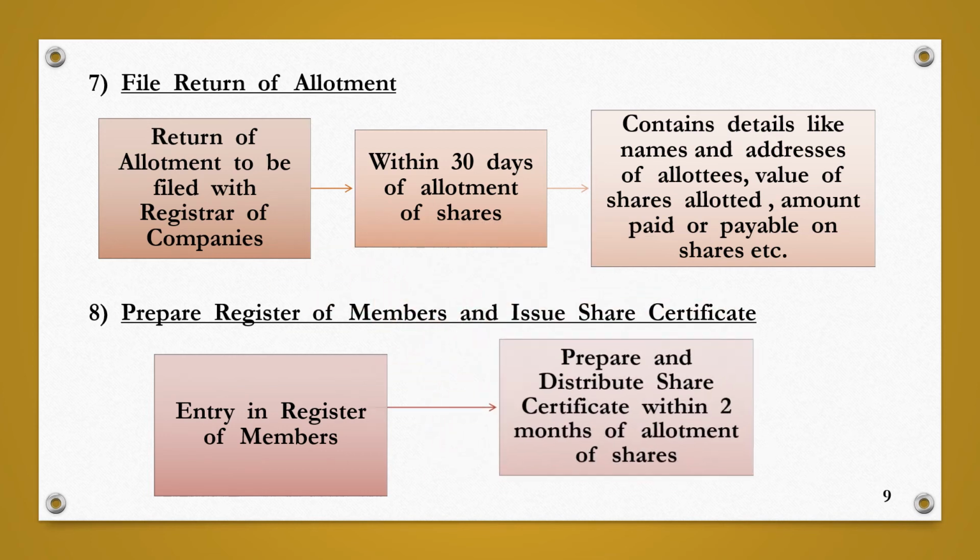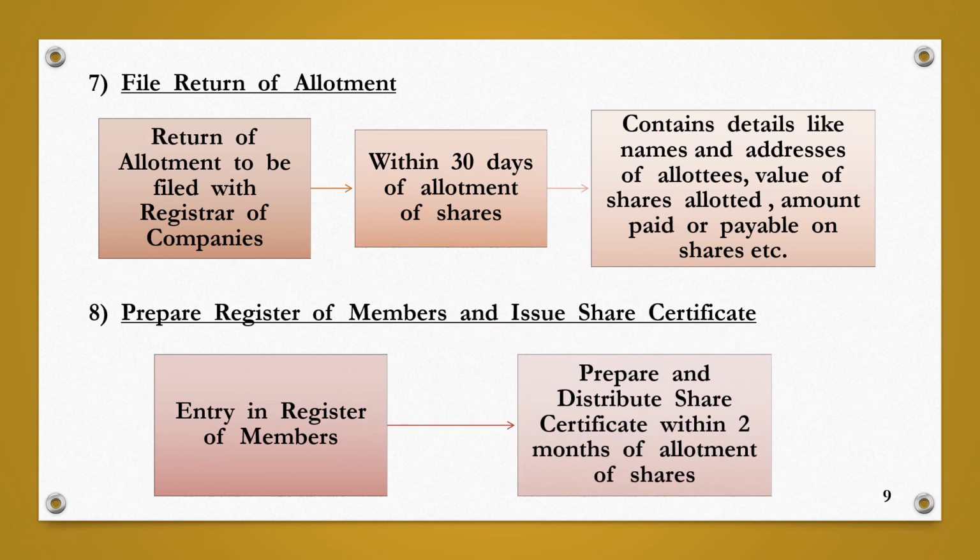Not only that, the secretary is also required to prepare share certificates and distribute the same among the allottees, that is the members, within a period of 2 months of allotment of shares. A share certificate is a document which acts as evidence that the person named in it is the holder of a specified number of shares. With this, dear students, we have completed the 8 steps which are involved in the procedure relating to allotment of shares.